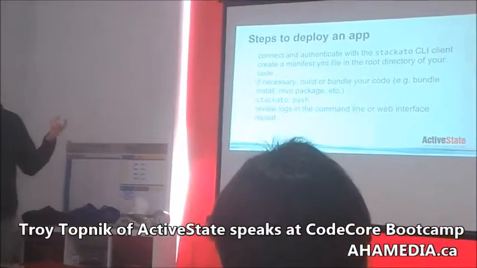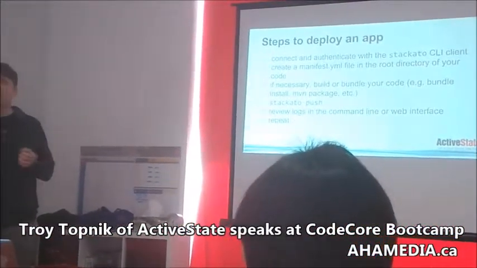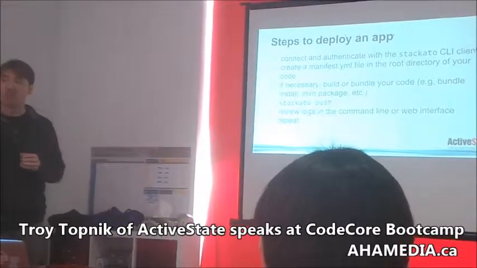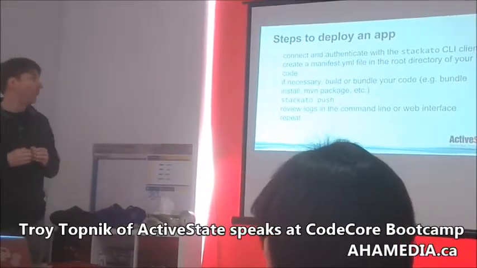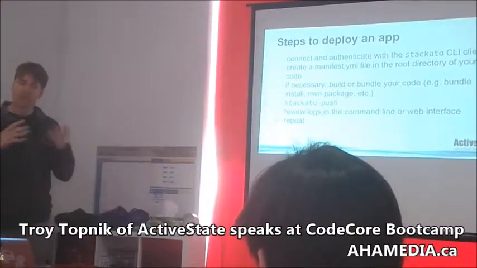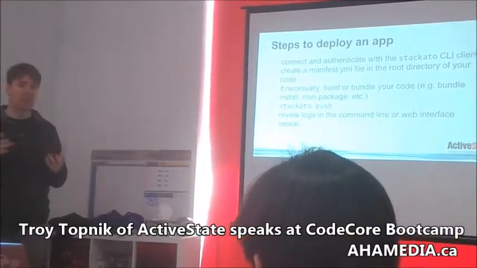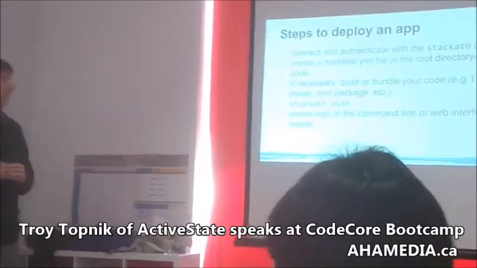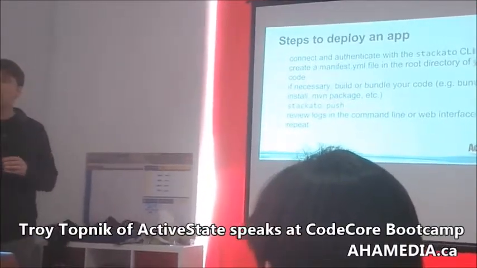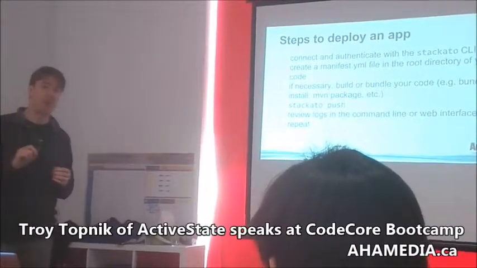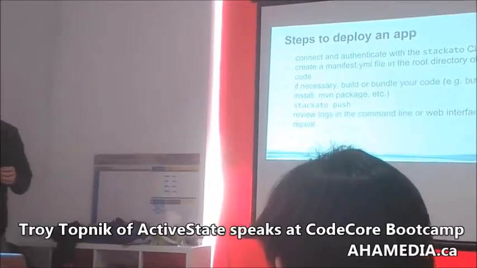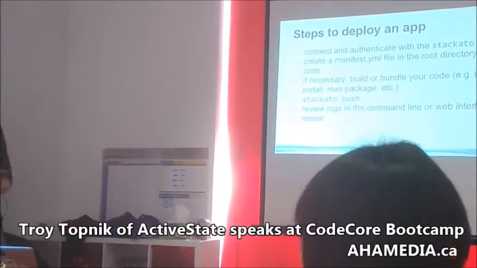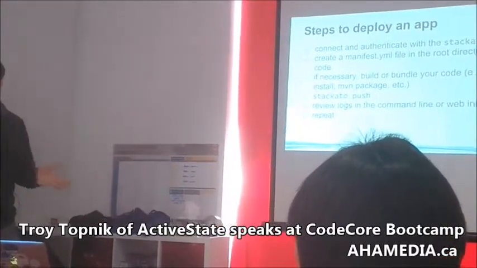Ours is a single, originally Tcl-based executable. Theirs is a Go-based executable. They do the same thing. They use the same API. You can create a manifest YAML file with a couple of entries, and I'll show you one, that defines what characteristics you want your app to have. There might be some pre-push operations you have to do, like a bundle install, or a NuGet package for a .NET application, and then you just push it, and hopefully everything works the first time.